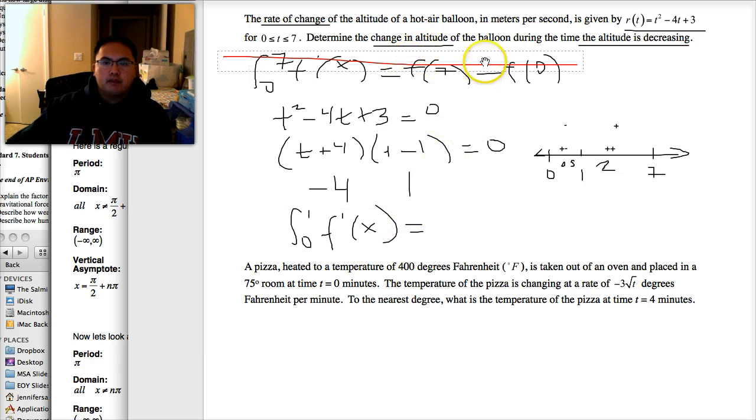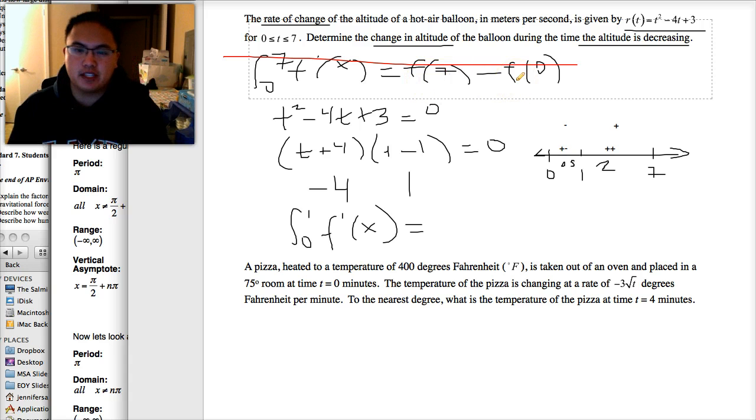Okay. And see how it says determine the change in altitude? So I'm not finding f of 1. I'm not finding f of 0. I'm finding this whole quantity. I want to know what this whole thing is, right? It says I want the change in altitude. So I'm not looking for f of 1 minus f of 0. I mean, technically I'm finding f of 1 minus f of 0, but that whole thing is what I'm looking for.